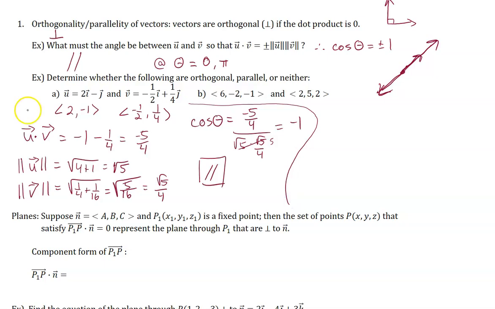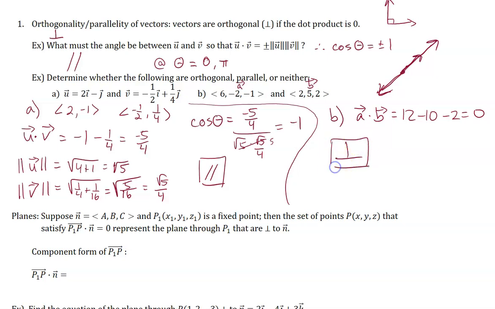All right, over here for part B, label this one a. Again, we're going to do the dot product first. I'm just going to call these a and b since they're not labeled. So a dot b is 6 times 2, so 12, plus -2 times 5, so -10, plus -1 times 2, so -2, which is 0. Because I did the dot product first, I don't actually have to check the magnitudes, because a dot product of 0 means that the two are orthogonal.